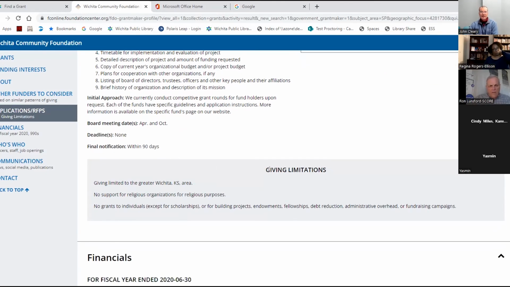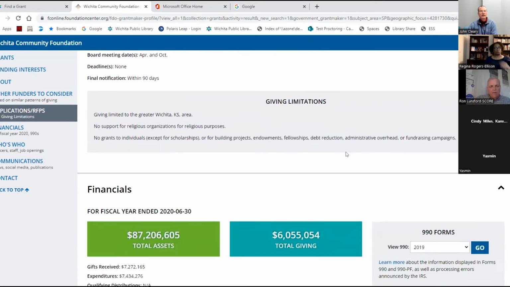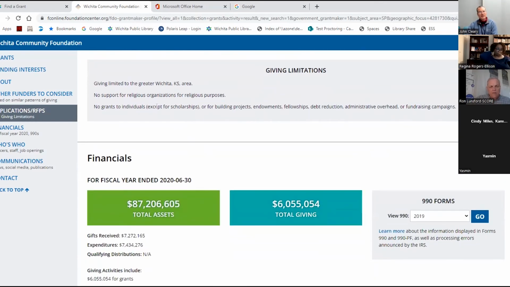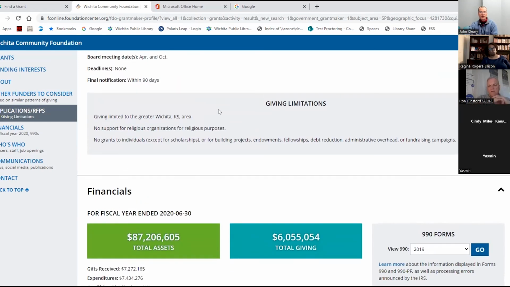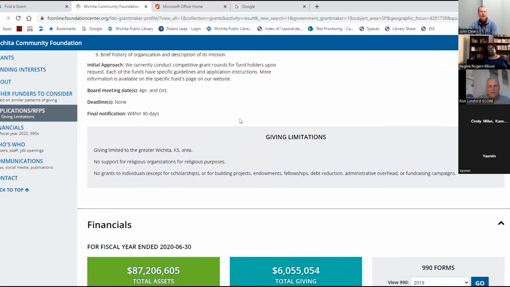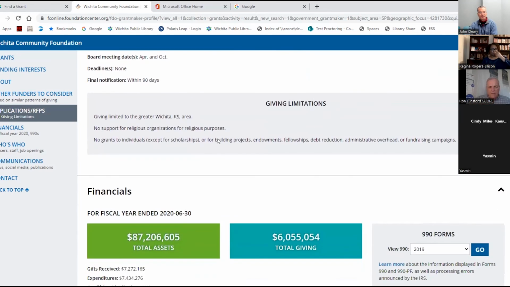This next section you want to pay attention to, it's the giving limitations section. So this might preclude you if you match any of these, but it says giving limited to the greater Wichita, Kansas area. No grants to individuals except for scholarships, building projects, endowments, fellowships, debt reduction, that kind of thing. And this is a little interesting. It says no support for religious organizations for religious purposes, but we have seen where quite a few of these grants were given to churches and religious organizations. So that's a little misleading.